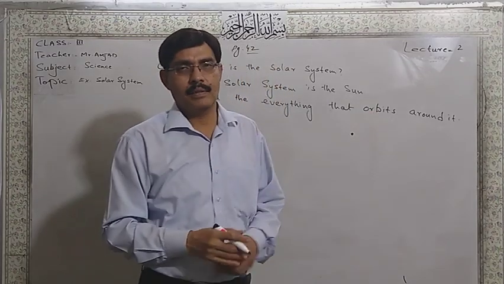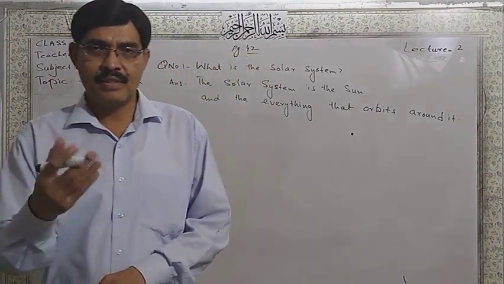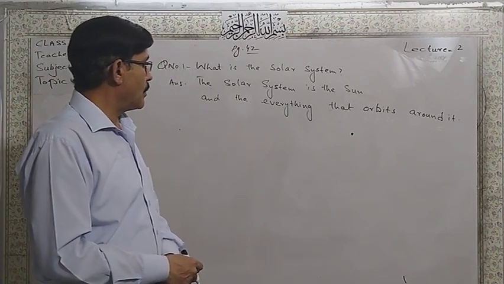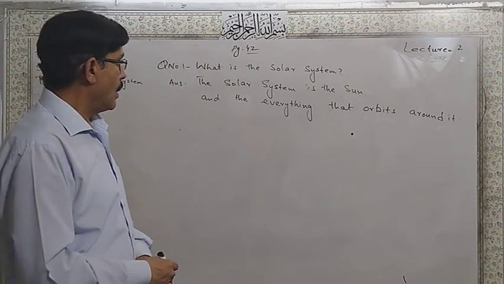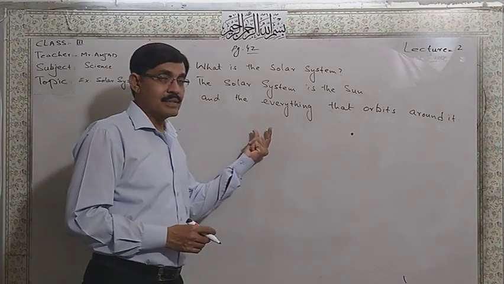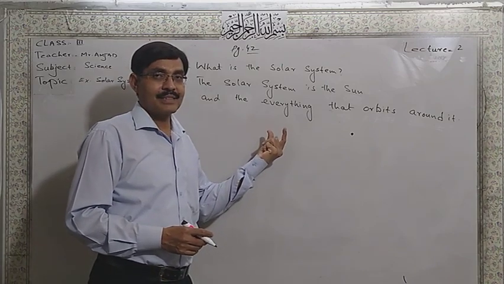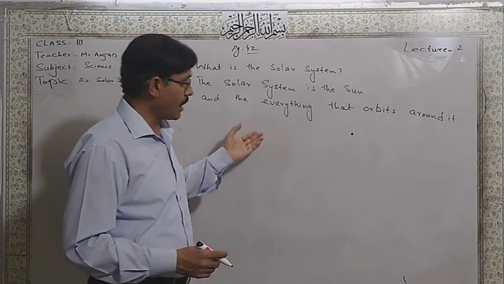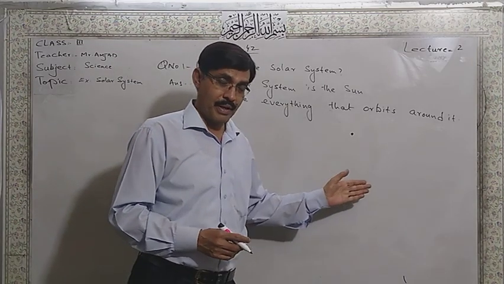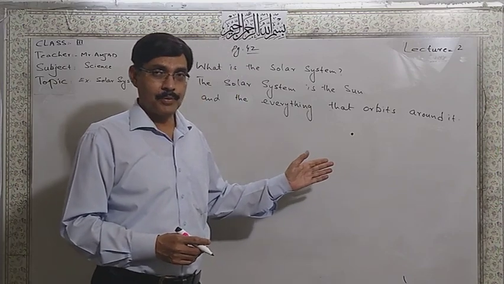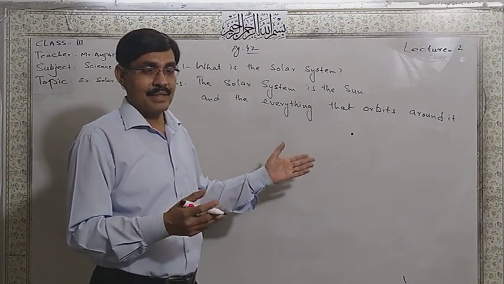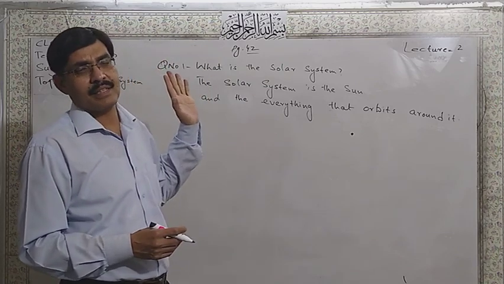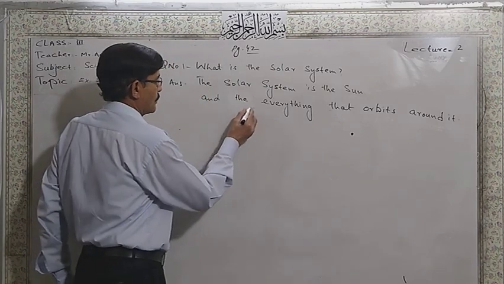It means, as I mentioned yesterday about the solar system, whatever is around the sun, the sun is the center point of our solar system. Around it we have got the planets, we have got the moon, we have got other things that orbit around the sun. That is called a solar system.